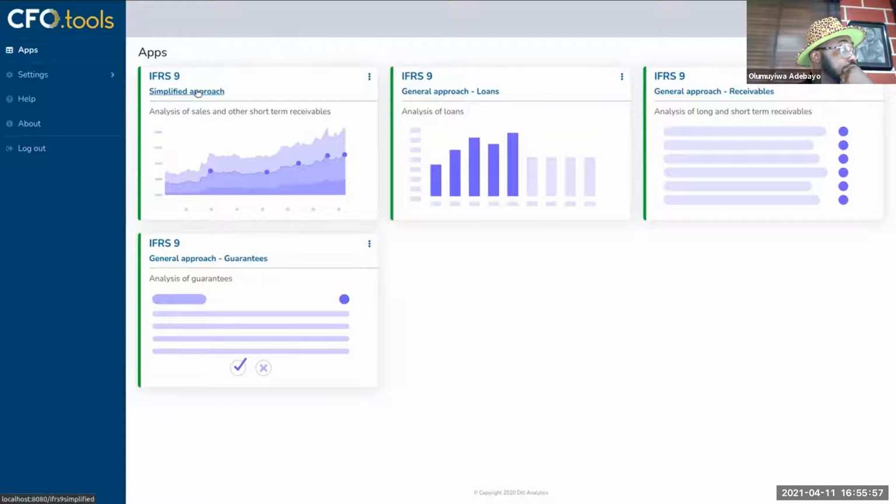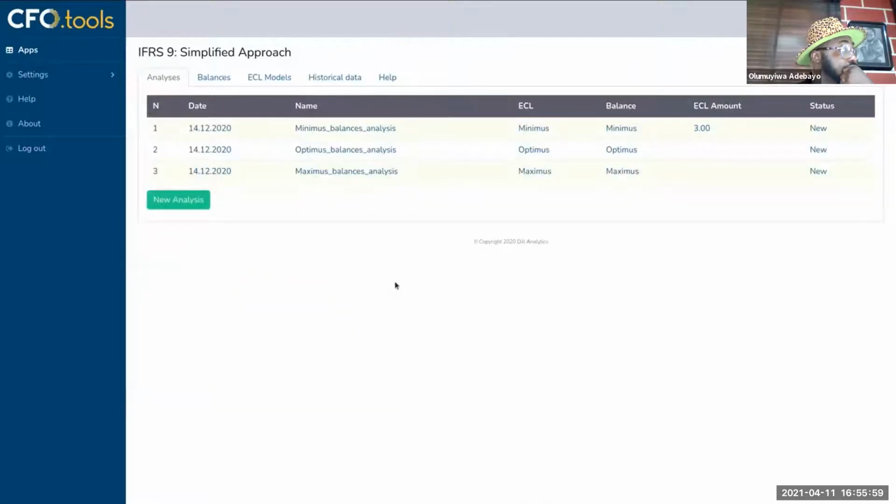To start the calculation, I will begin by opening the Simplified Approach module. The interface you see shares a common logic with the rest of the CFO Tools modules. The main item of interest is the result of the computation, and that is why the Analysis tab is shown first. The other tabs placed to the right of the Analysis tab cater for the preparation of the various components that fit into the analysis under the Simplified Approach.